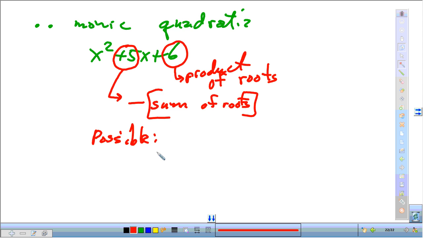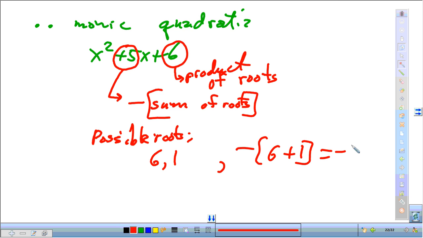So possibilities would be something like we could take 6 and 1. Those are factors of the product that make 6. But then if we took 6 plus 1 and changed the sign, that would be minus 7. So that doesn't work.